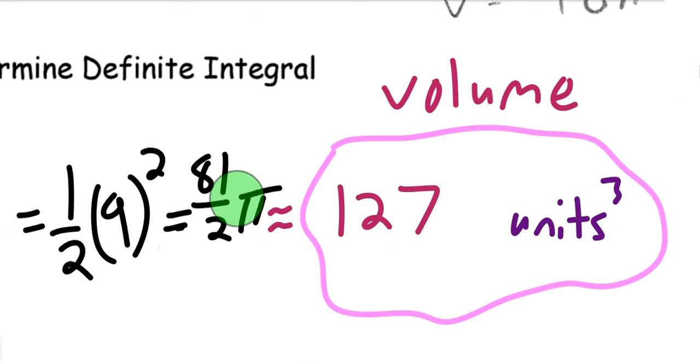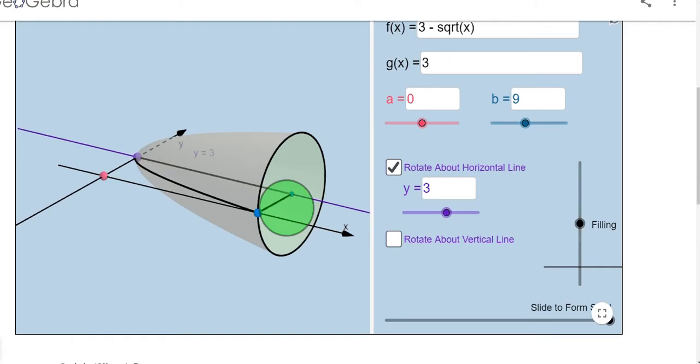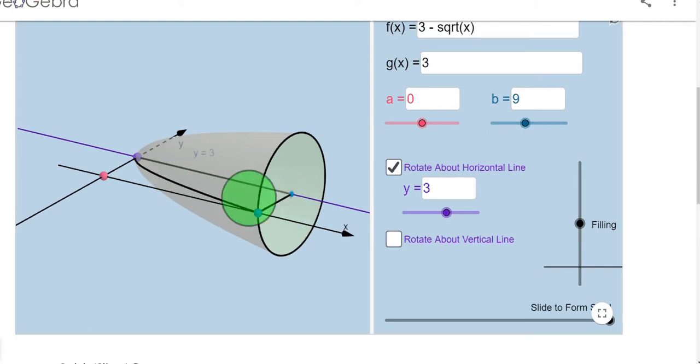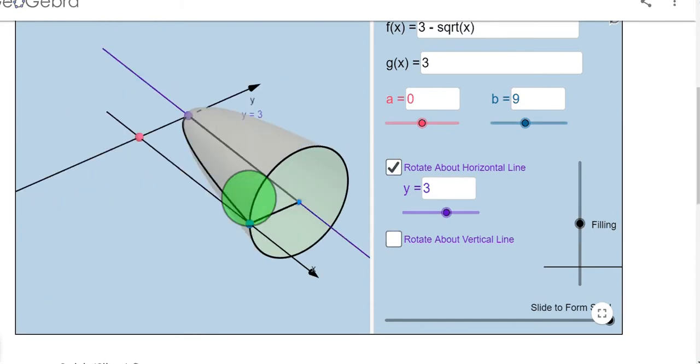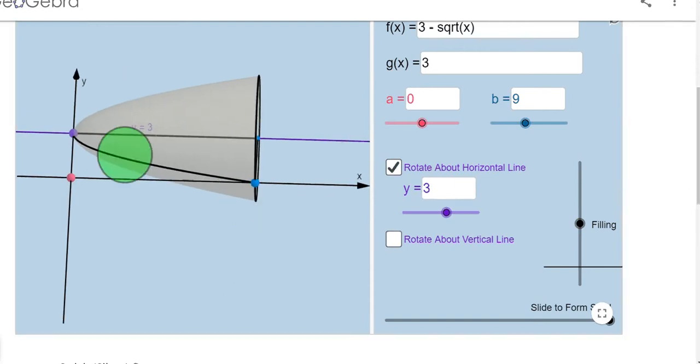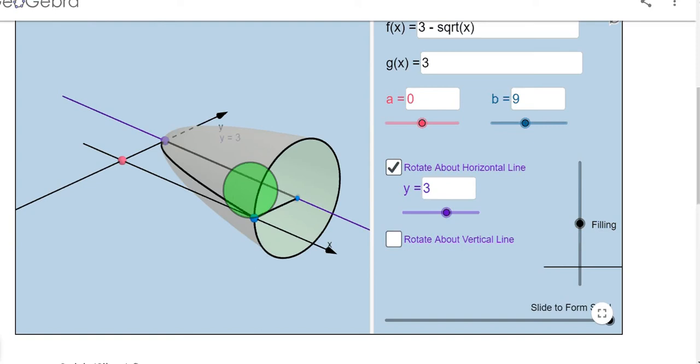If we simplify 81 over 2 pi, we get around 127 cubic units being the volume of the solid that we generated, which is pretty big. It seems like a lot bigger than the example we did before. It would be the approximate volume of the solid generated between the curve of 3 minus the square root of x and 3 from 0 to 9. That's it for this example. If you have any other questions about this, let me know.